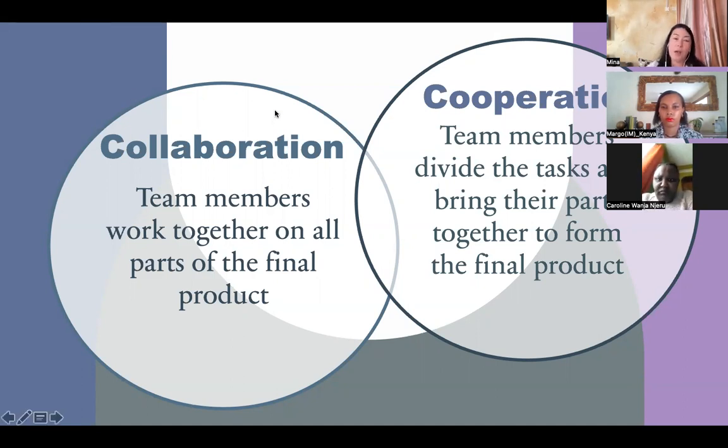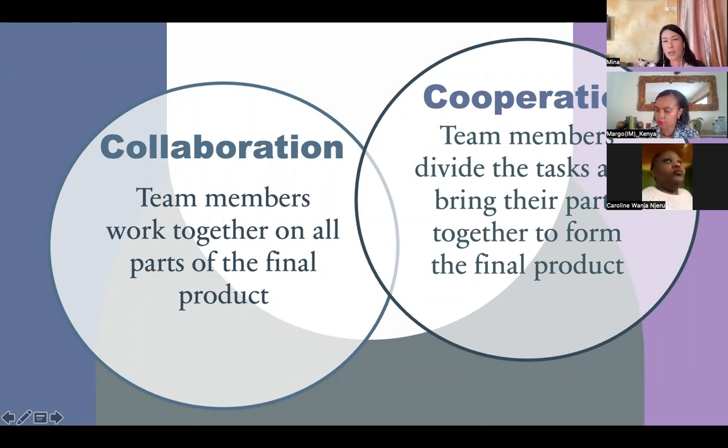Good point. So when we think about group work, there are two ways group work can happen. They can happen with cooperation or they can happen with collaboration. And honestly, until I taught the TESOL course that I had just mentioned, I had never thought about the difference between these two things. We often think of them as synonyms, and generally they are, but they're actually a little bit different.